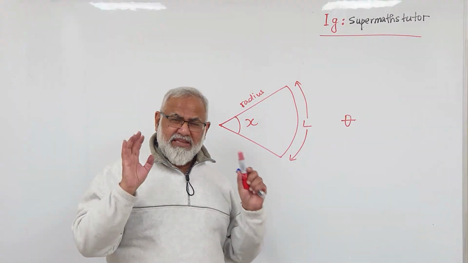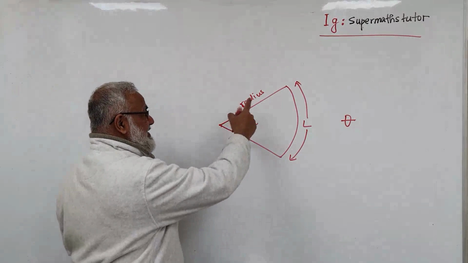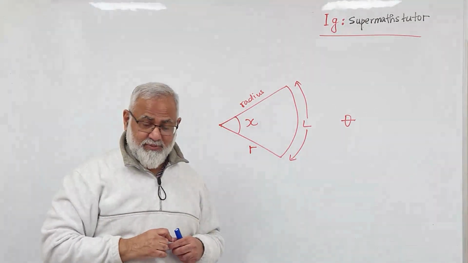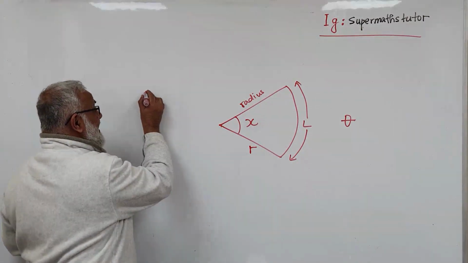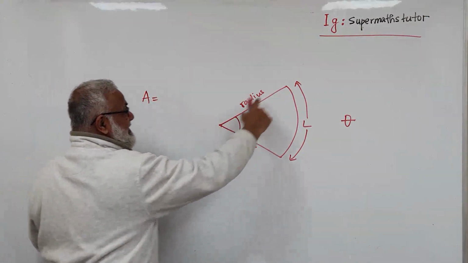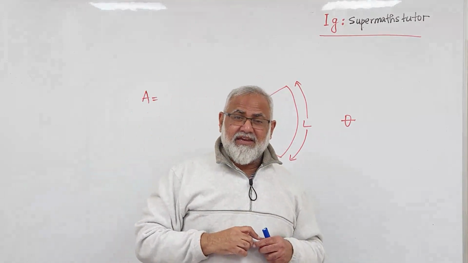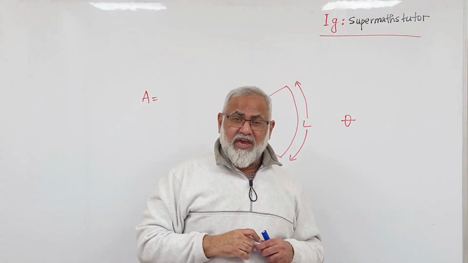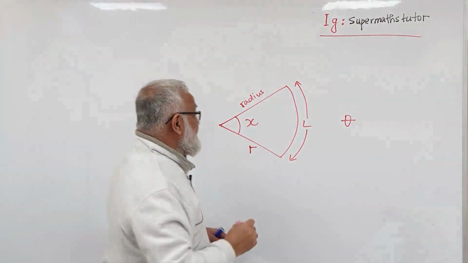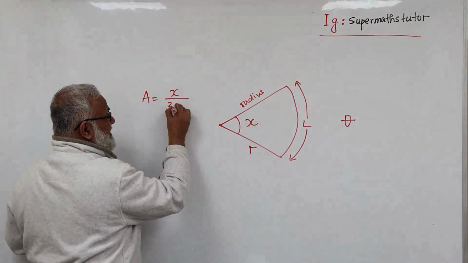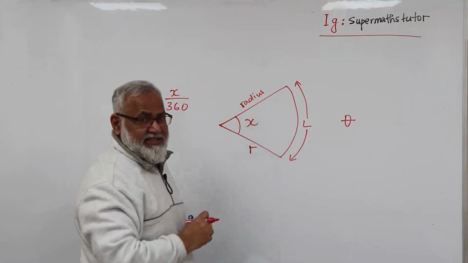But remember, this is an angle. The radius is r, and then there is the length of the arc. These are the important characteristics to remember. So the area of a sector is basically a part of the circle. And last time, what did I say about the circle? The area is pi r squared, so A equals pi r squared. Here this is a part of the circle, x divided by 360, because the whole circle is 360 degrees.